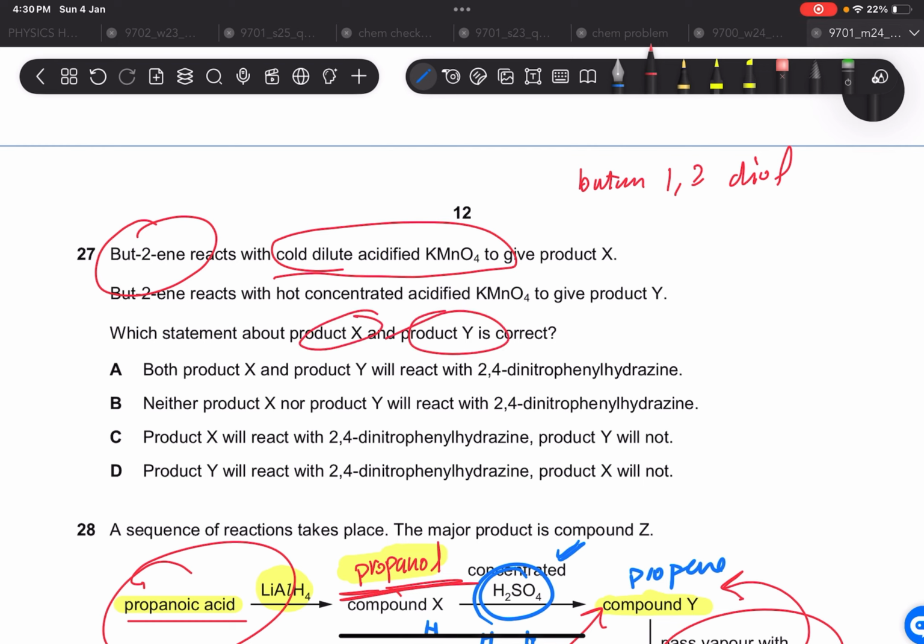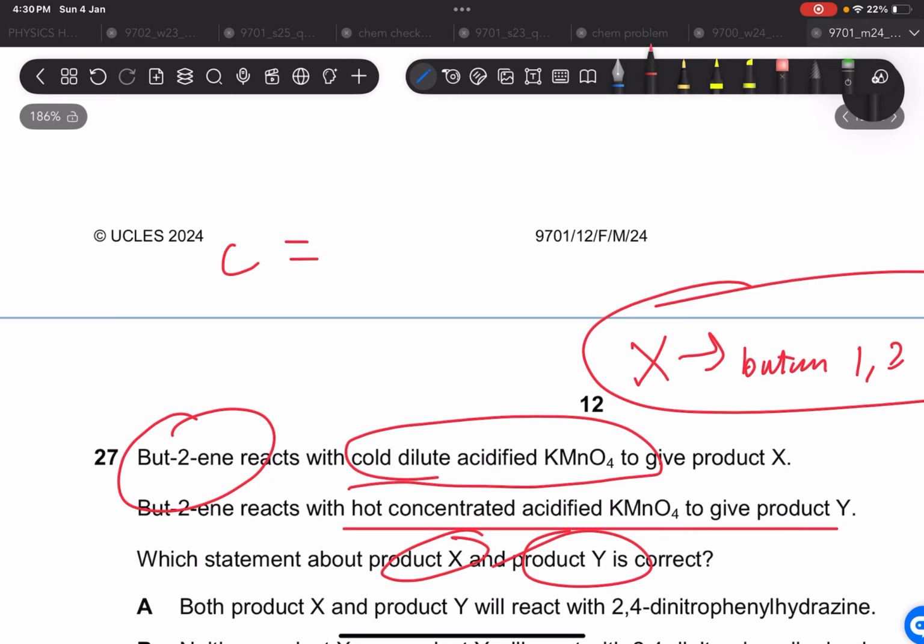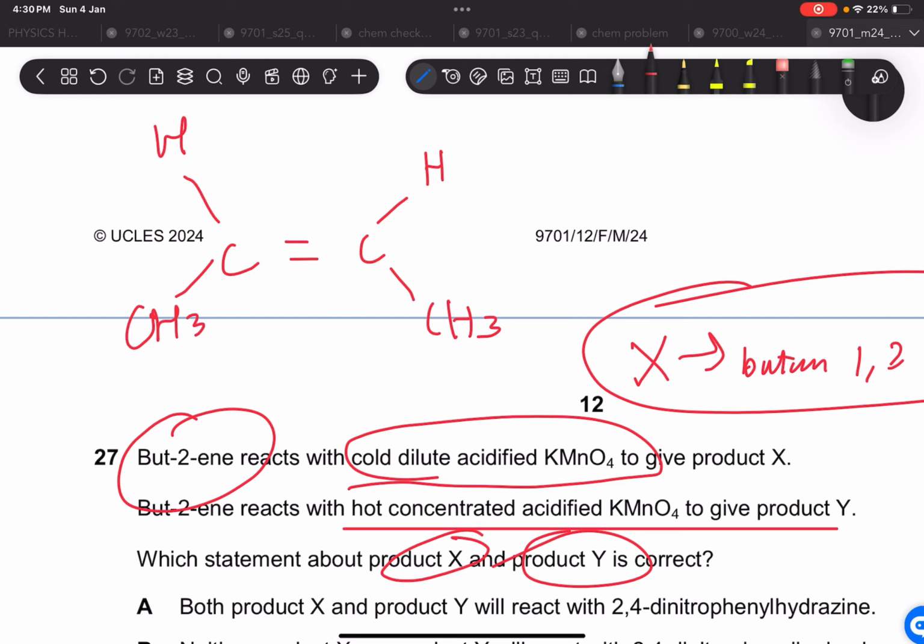To give product X, butene will react with cold dilute acidified KMnO4, and to give product Y, with hot concentrated acidified KMnO4. The product X is going to be butane-1,2-diol. What about product Y? Let's see. So butene is something like this, H and CH3, CH3 and an H. Together this is butene. Now what happens is, you see how many hydrogens your carbon has attached to it? It is one hydrogen.